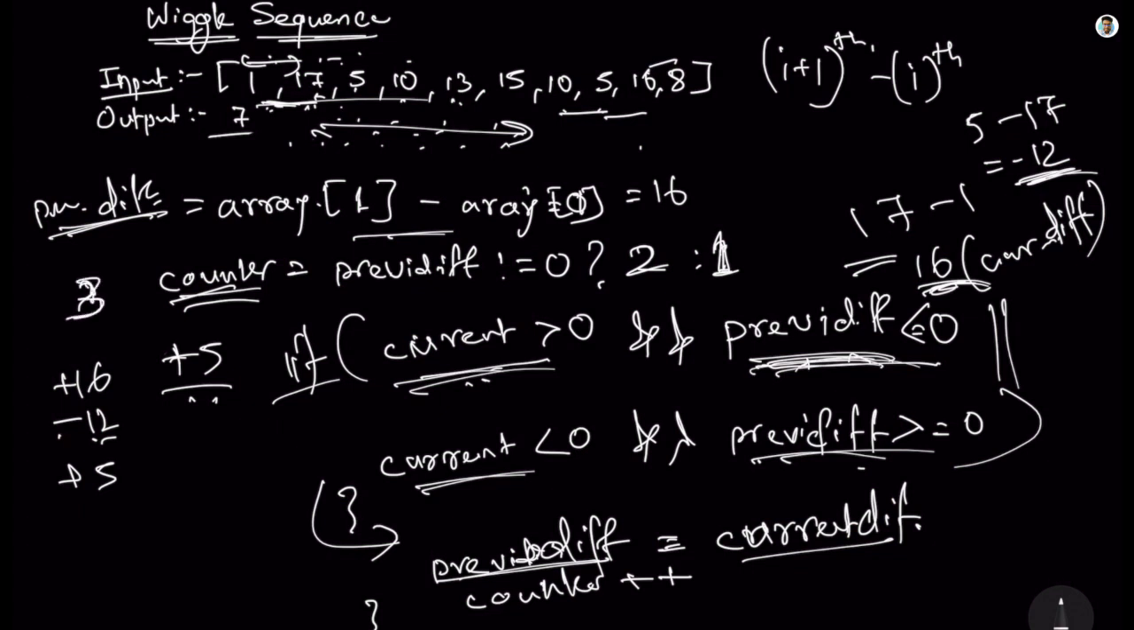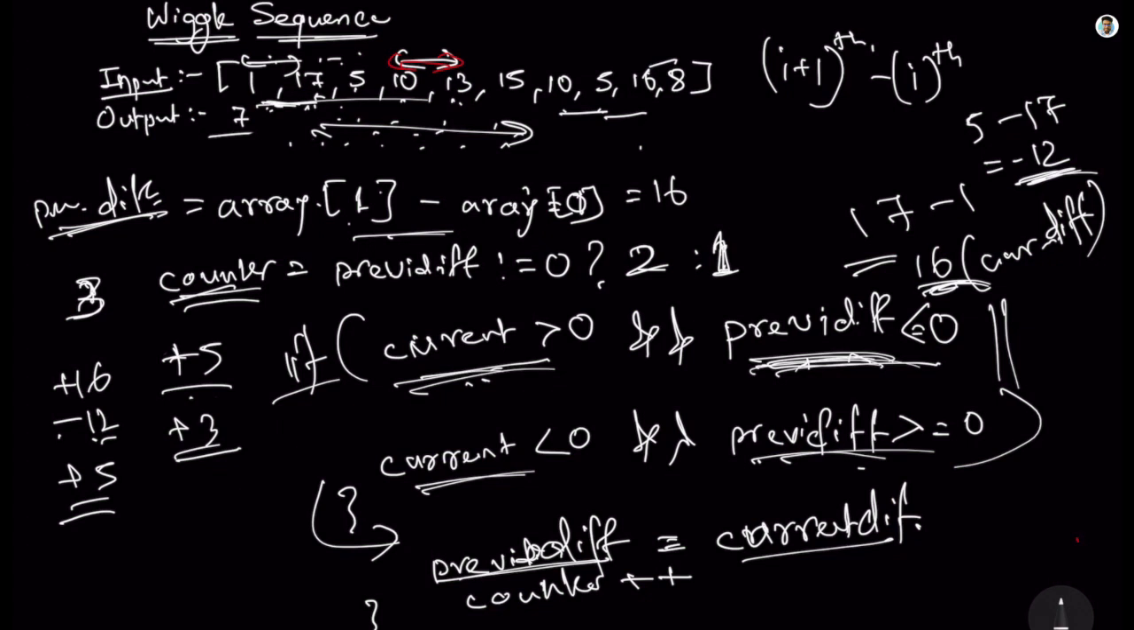And similarly, next we will be comparing 10 and 13 over here. So when we are comparing 10 and 13, we get plus 3. We will not be adding the value to the previous difference because both the values are positive. Our current difference is also positive, our previous difference is also positive. Now what we have to do, we will skip this and we'll get to the next iteration of the loop.